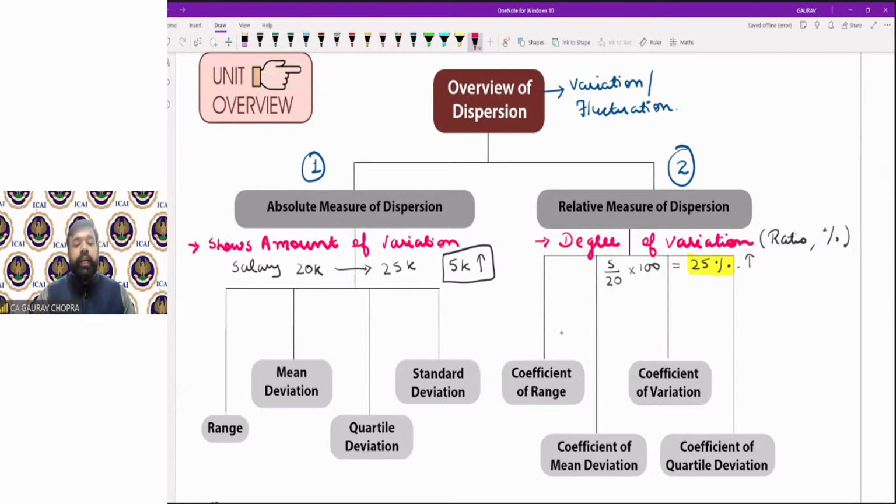Second point says that whenever we use an absolute measure of dispersion, some kind of units are used, whether it is rupees, kilogram, liter, meter, anything. Some kind of units are required. Whereas in relative measure, there is no use.